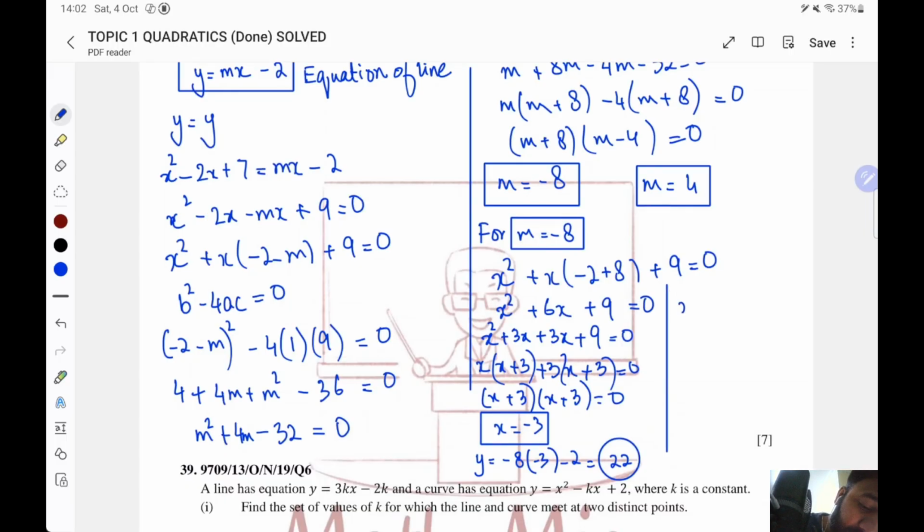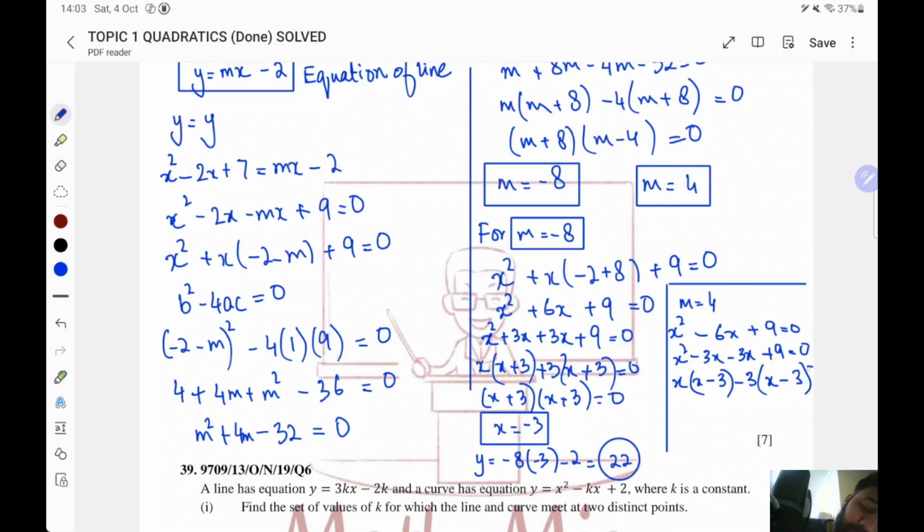It will be x square. Now that is going to be for the value of m as 4. For the value of m to be 4, it will be x square minus 2 minus 4, which is minus 6x plus 9 equals 0. So x square minus 3x minus 3x plus 9 equals 0, which gives x minus 3 squared. So the value of x from here that I will get will be 3.